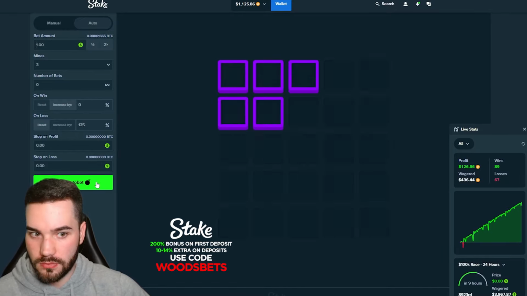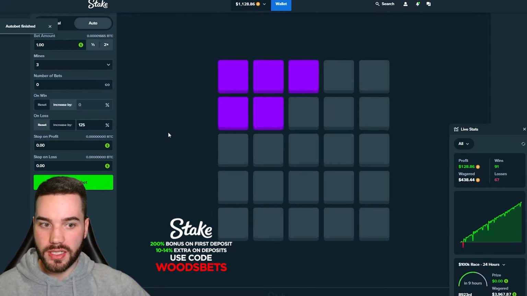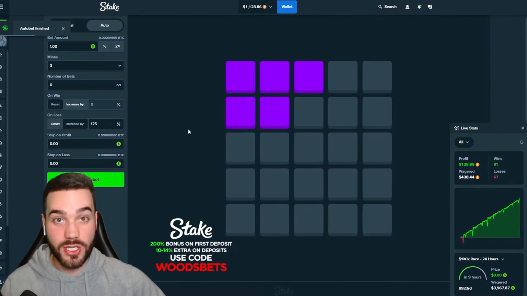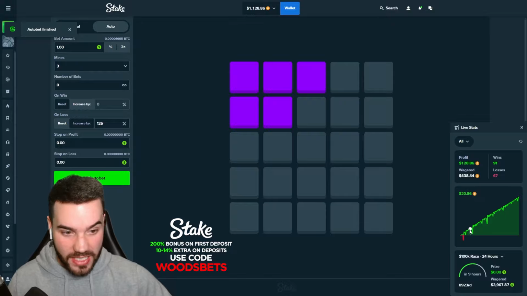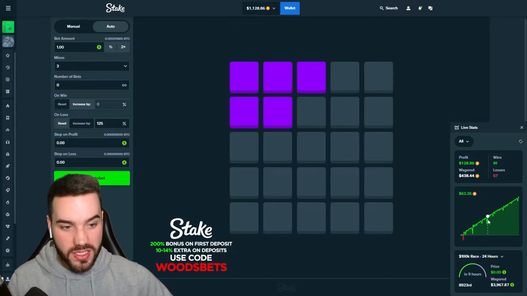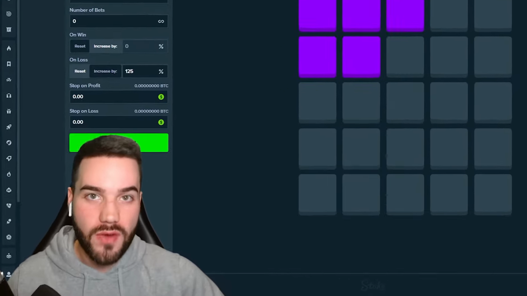123. Uh-oh. There it is. Okay. There it is, $128, and you guys see exactly what I'm seeing. A graph that looks insane. The consistency, everything is very good with this. Time to move on to the second strategy.